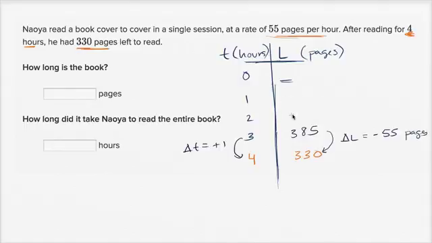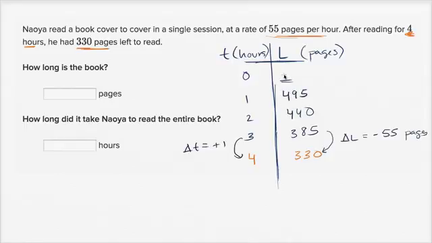So at 2 hours, he should have 55 more pages to read. So what's 385 plus 55? We'll see. 385 plus 5 is 390, plus 50 is 440. So he'd have 440 pages. And all I did is I added 55. And then after reading for 1 hour, he would have 55 more pages than after reading for 2 hours. So 440 plus 55 is 495.